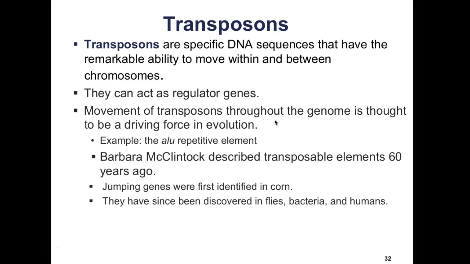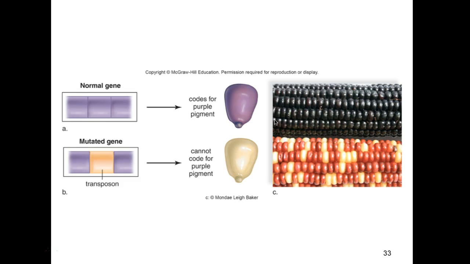Here's the lovely lady that discovered transposons, or what she termed jumping genes. Her name is Barbara McClintock. Barbara McClintock was working with Indian corn, and what she realized is jumping genes were first identified in this Indian corn, and she wasn't given much credit at first, like many. She was a brilliant lady, but then later on, she was taken more seriously with her research. So they have since been discovered in both flies, bacteria, and in humans as well. So there you can see the normal gene. There's the transposon. I'm looking at the Indian corn. So the normal gene codes for purple pigment. The transposon cannot code for purple pigments. So you get the different colorations there.